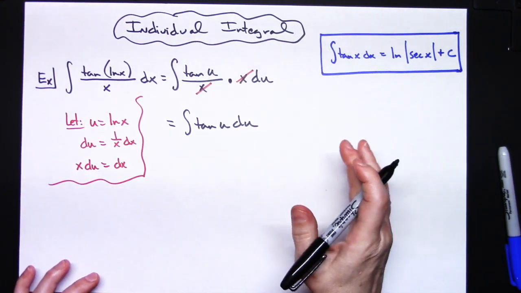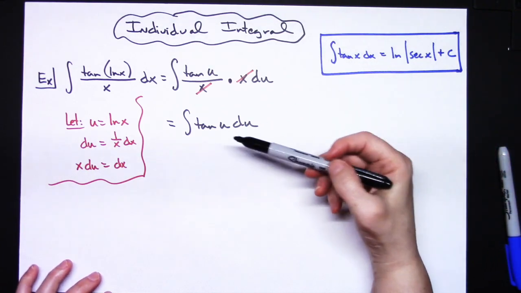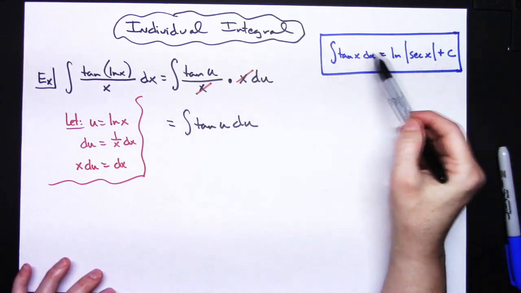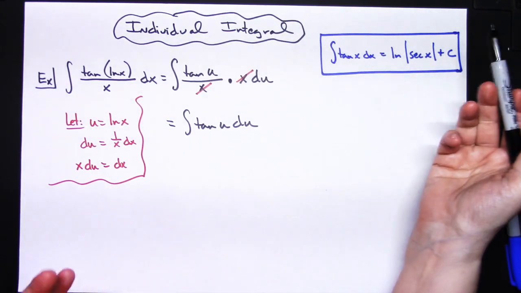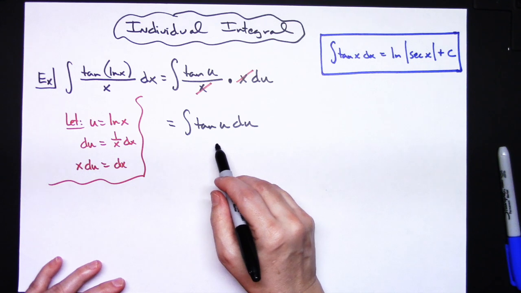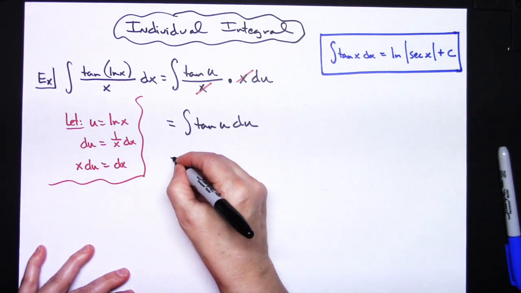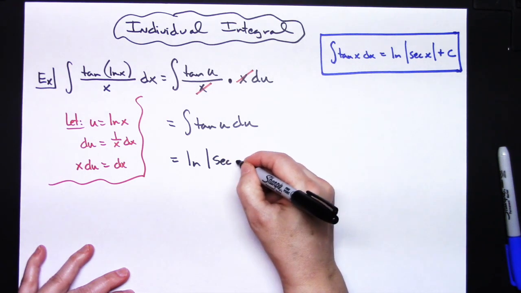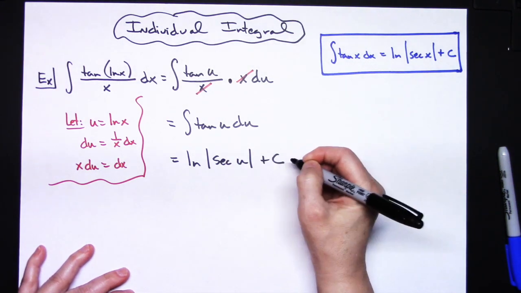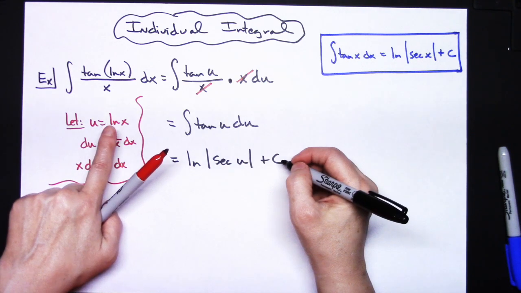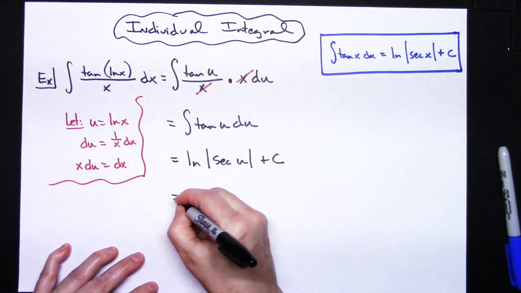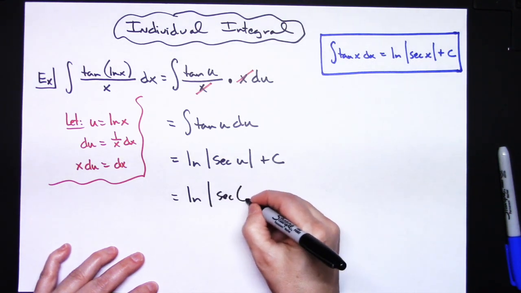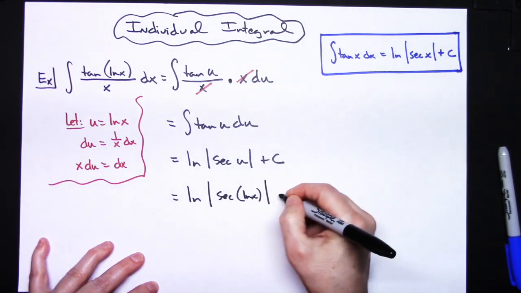Now at this point, if you do not have this memorized, then this becomes a much, much longer problem. But as long as this is one of your standard integrals that you have memorized, this then becomes very quick here because I can integrate right away. I know it's going to be the natural log, absolute value of secant u plus c, and I can replace my u with the natural log of x. So then I'm going to have natural log absolute value secant of that natural log of x, absolute value plus c.